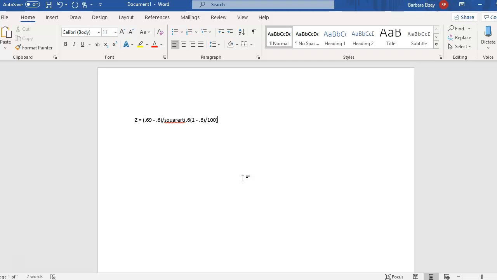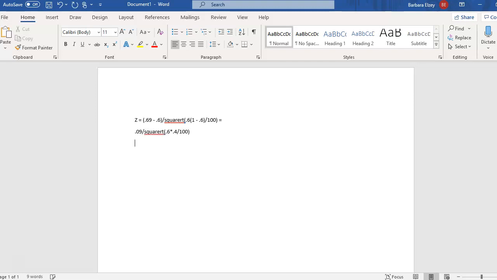Now, what you really need to be careful about here is to do this very slowly so you don't make silly mistakes in the calculator. So 0.69 minus 0.6 on the top is 0.09. I'm going to do the bottom in steps for you. Square root. I'm going to do the 1 minus 0.6 first. So what I've really got here is 0.6 times, and 1 minus 0.6 is 0.4, over 100.